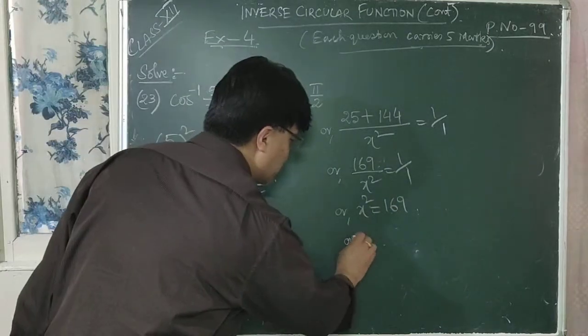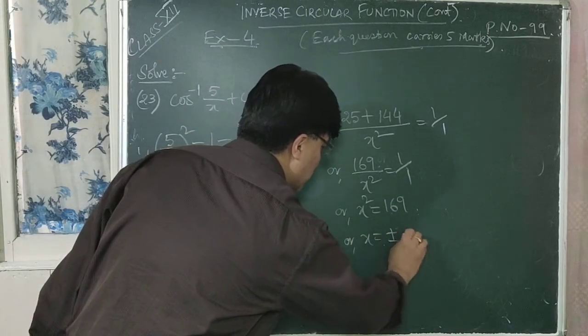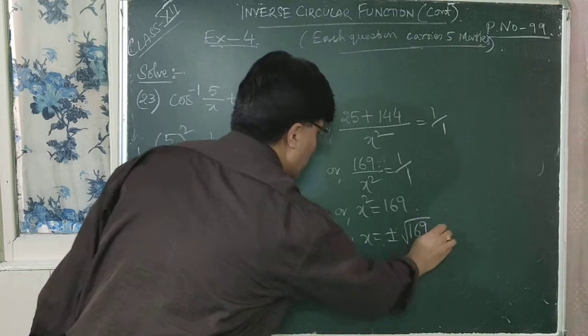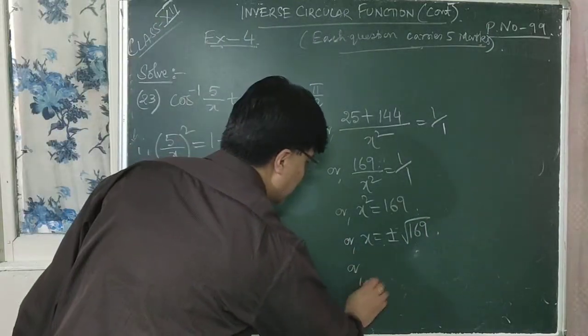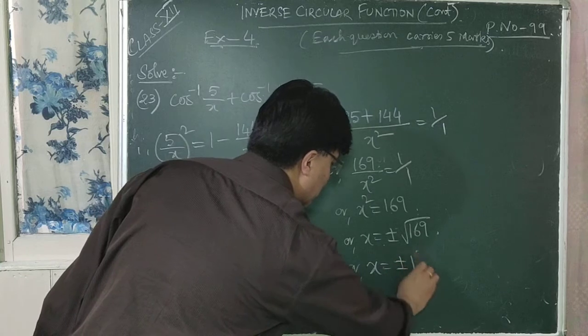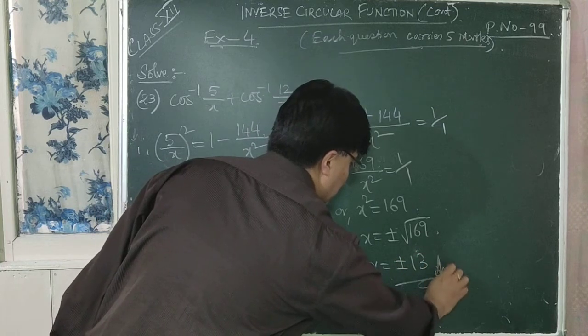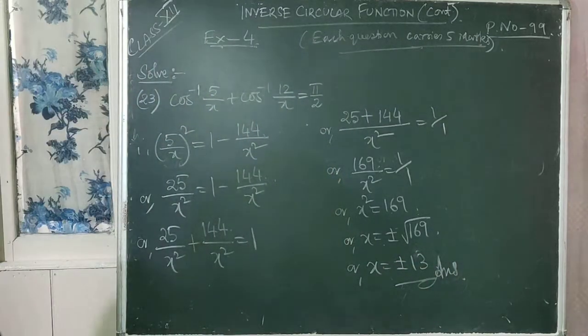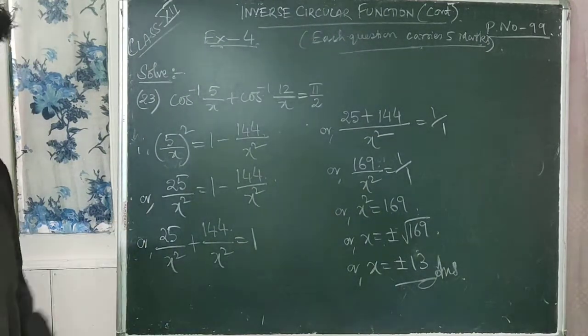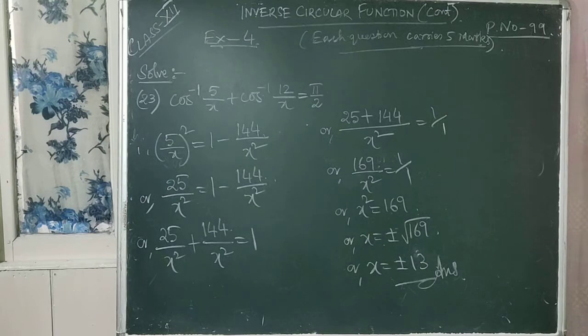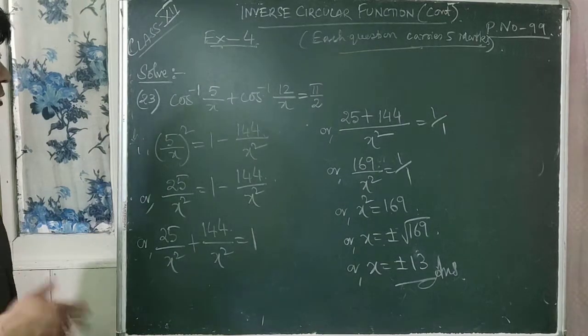So what are the values of x? x is equal to plus minus root over 169. What is square root of 169? That is x is equal to plus minus 13. So this is the answer. So you can copy it. You have understood? So I think you have understood it. So x is equal to plus minus 13. So you can copy it. We'll do the next question.